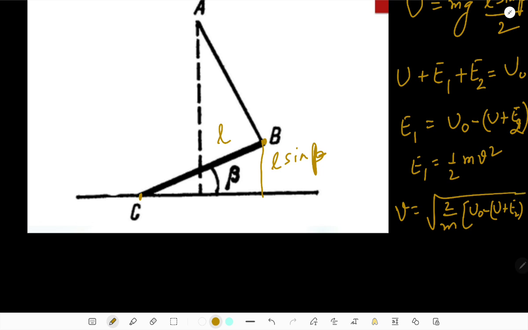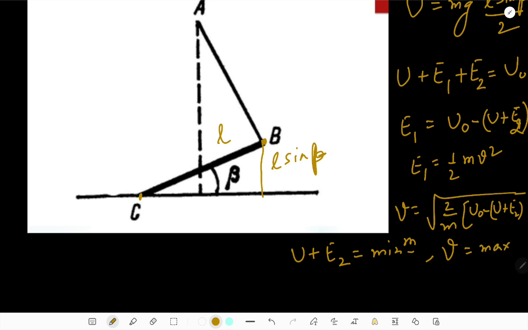This can be written like this, and we know for sure that we are looking for the maximum speed of the center of mass of the stick, and the speed of the center of mass of the stick will be maximum when the value of the sum of u and E2, u plus E2, is minimum. If that is minimum, that means we can say that the velocity of the center of mass of the stick will be maximum. This is the important thing.